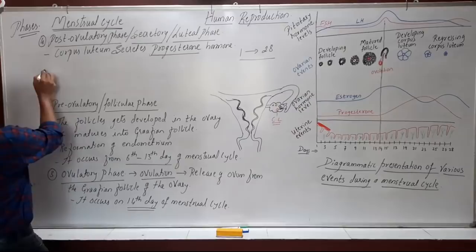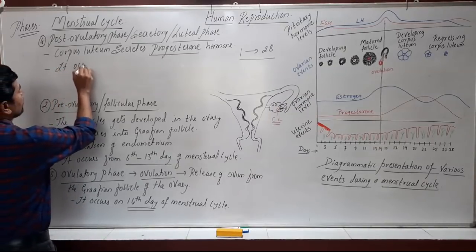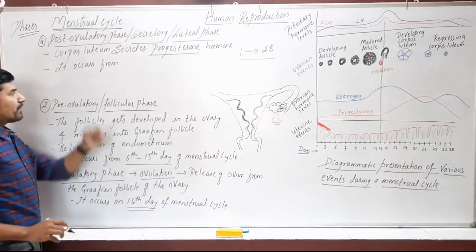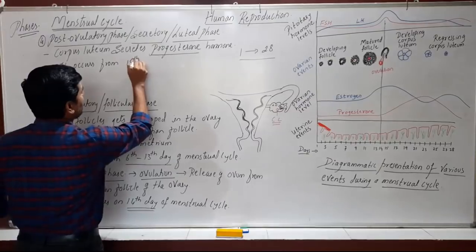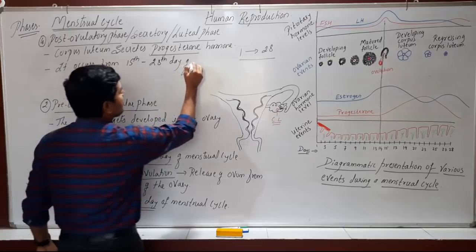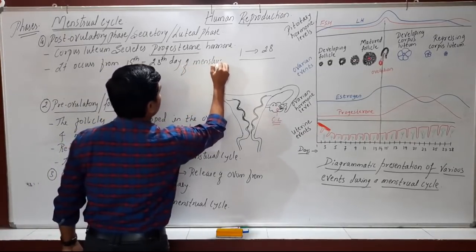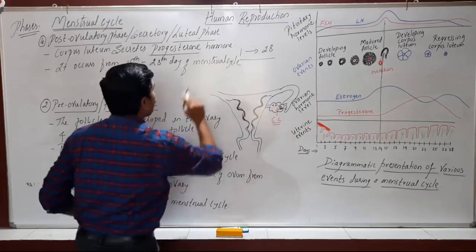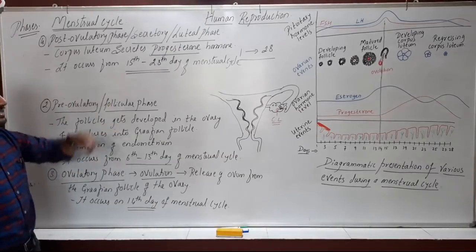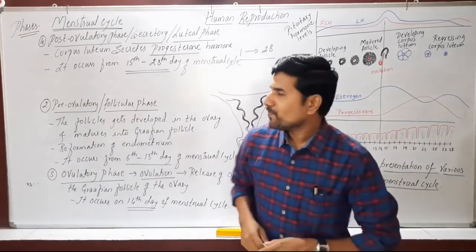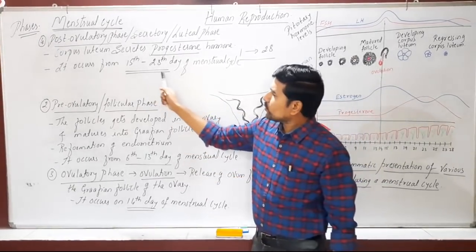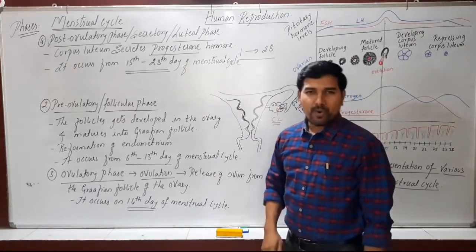Then, look at the number of days. This is the 14th day which is completed here. We are taking the next day, the 15th day, to the 28th day of the menstrual cycle. It occurs from the 15th to 28th day of the menstrual cycle. Now look at these phases. Out of the 4 phases, the 4th phase, after ovulation, the 15th to 28th day, is the post-ovulatory phase.